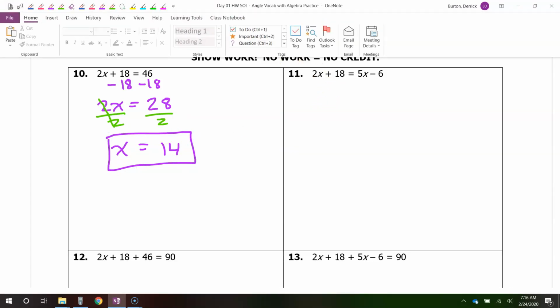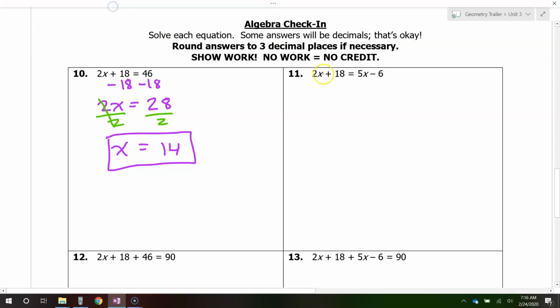Okay, so number 11. When I see the variable on both sides of the equation, the first thing I want to do is get those together on one side. So I will subtract 5x from both sides as my very first step. Combining these like terms will give me negative 3x. And I just bring down the rest. Plus 18 is equal to negative 6. So now we're trying to get x by itself, so we have to subtract 18 from both sides.